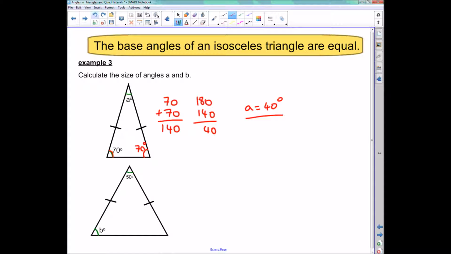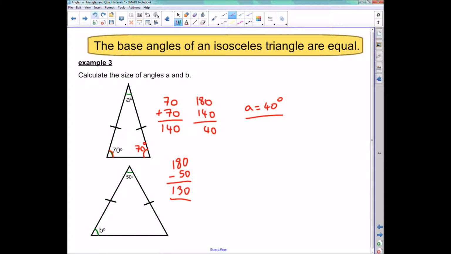This question down the bottom here, instead of being given a base angle, this time I'm just given the alternate angle, the one at the top here. So the way that I handle this question first is I find out what the two bottom angles add up to, and I do this by taking away from 180 first. So 180 take away 50 is 130.